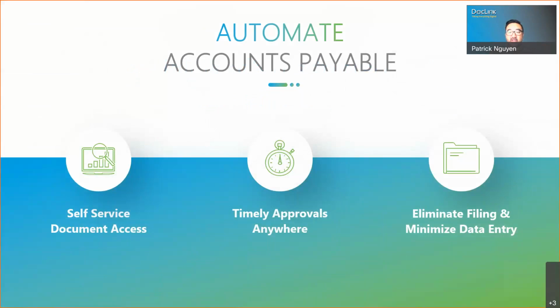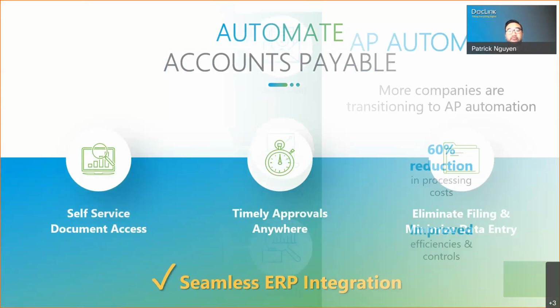By automating accounts payable, there are three major benefits. It's about having self-service document access to be able to access documents from anywhere. And then it's the timely approval, being able to approve from anywhere, right from your email, right from your mobile device, and eliminating any filing and manual data entry into the ERP system. A seamless integration with your ERP is huge.